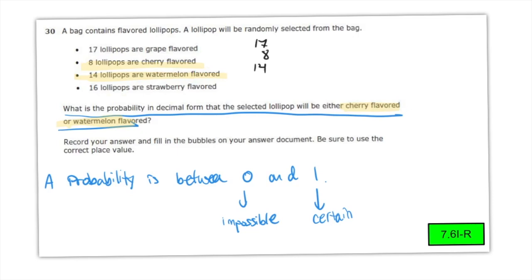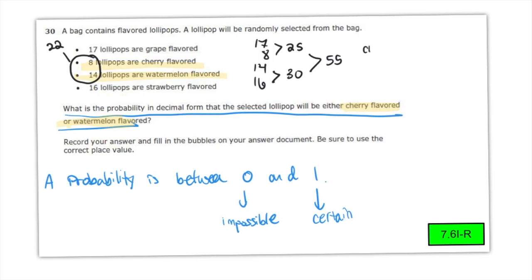17 plus 8 plus 14 plus 16. Let's see, 17 plus 8 is 25. And 14 plus 16 is 30. So altogether we have 55 lollipops in that bag. And I'm comparing 8 and 14. If you add those together, that's 22 to that total.